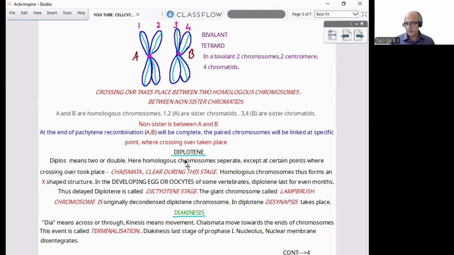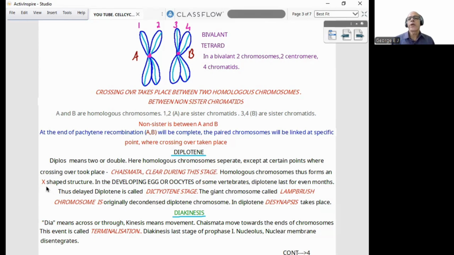Now comes the next stage. It is called diplotene. Diplos means two or double. Diplo, we know, is di. Here the homologous chromosomes separate except at certain points where crossing over took place. That point is called chiasmata. It will be clear during this stage, diplotene, and that area of our chromosome will be arranged like an X shape. Here you can find the X shape. That itself was a question.